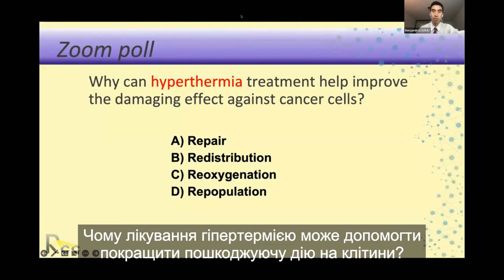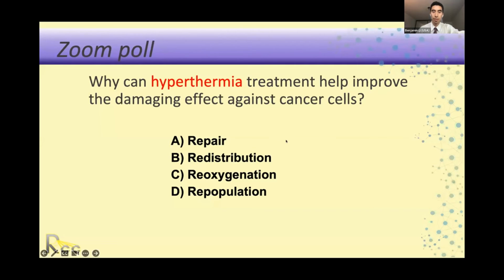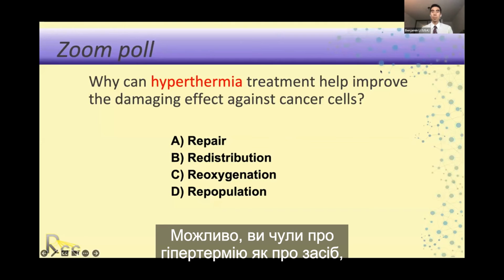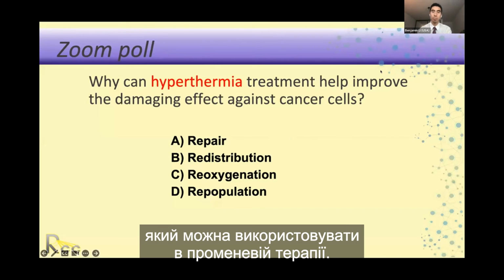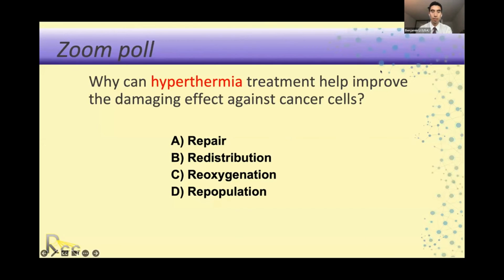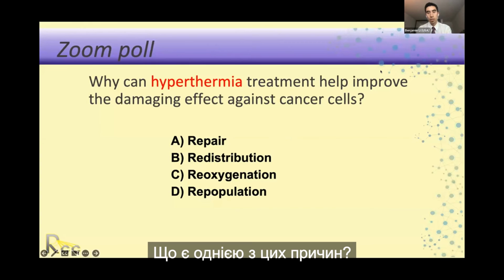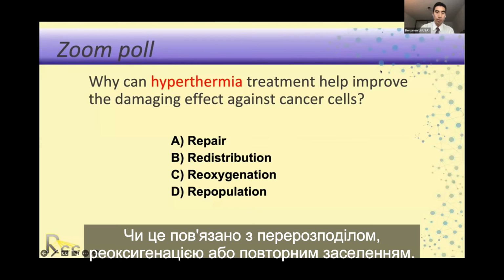Why can hyperthermia treatment help improve the damaging effect against cells? So you may have heard of hyperthermia as something that can be used in radiation treatment. Well, what's one of those reasons? Is it related to repair? Is it related to redistribution, reoxygenation, or repopulation?